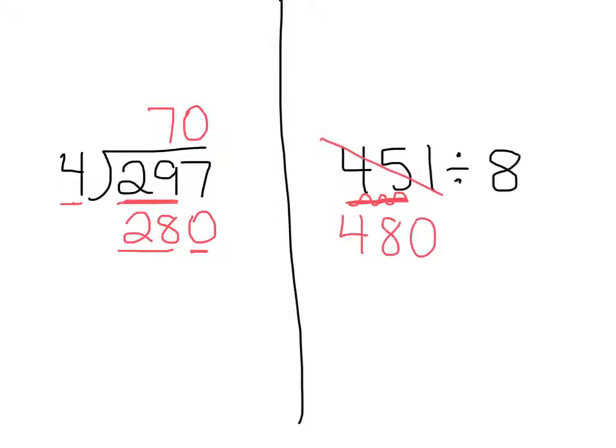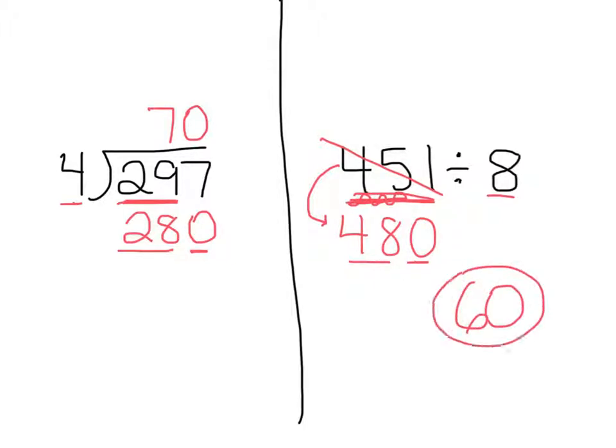Now I didn't round because 451 doesn't round to 480. I just found a number that was close to my original number, 451, that 8 will divide into. Because now I've got my basic fact here, 48 divided by 8, which is 6, and then I add the 0, 60. If I went and got a calculator and I did 451 divided by 8, the answer would be somewhere around 60.